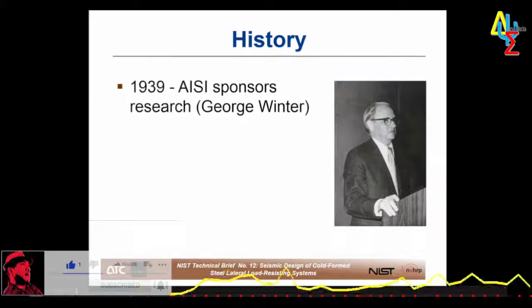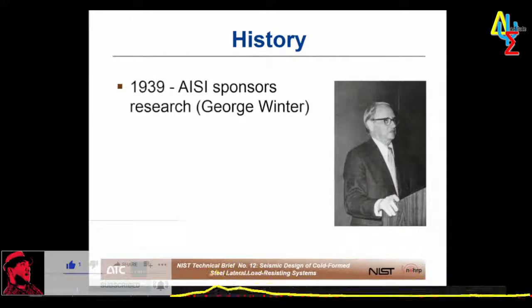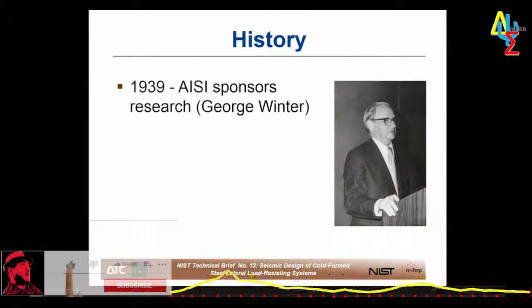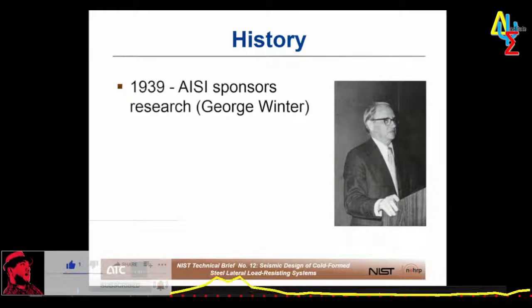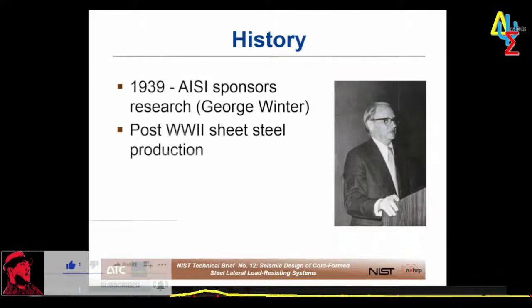So research into the structural behavior of cold form steel started around 1939. It was performed primarily by George Winter at Cornell University under the sponsorship of the American Iron and Steel Institute. Folks who have dug back into not just cold form steel, but a number of structural topics from the 1930s and 40s are probably very familiar with George Winter's name. He did an awful lot of work, but most of the early work on cold form steel was under his direction. So the work by Dr. Winter proved timely as World War II came to an end, and the wartime sheet steel production was able to be converted into domestic use.